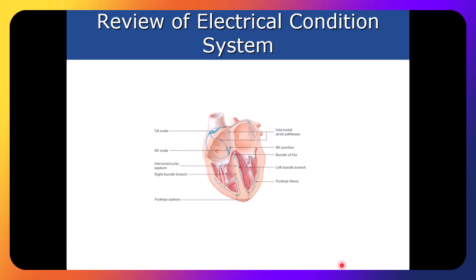So when that impulse fires at the AV node, it's sending it down into the ventricles. At the same time, it's sending it back up into the atria. So they don't fire and then refire down here. That's a great question, by the way. Anybody else?